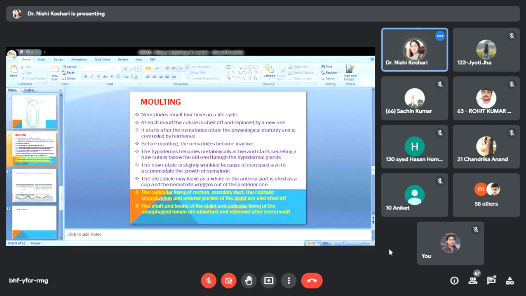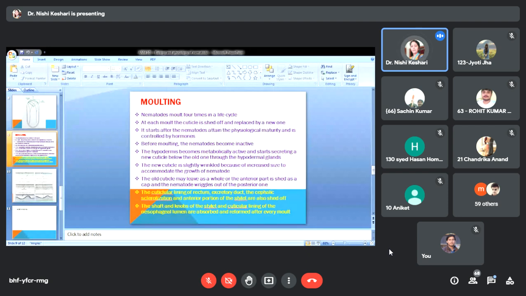And what happens to the two parts of the stylet, that is the shaft and the stylet knobs, they are absorbed. They are absorbed into the body when the new cuticle is formed. Because they are shedding their stylets, they become non-feeding. So during their molting, the nematodes do not feed.